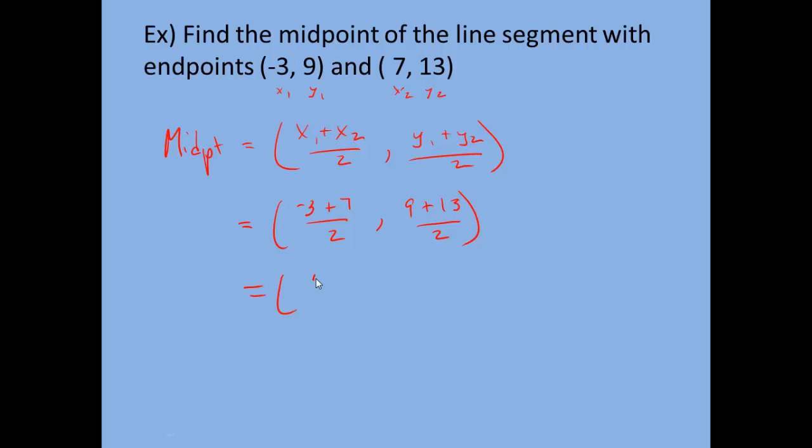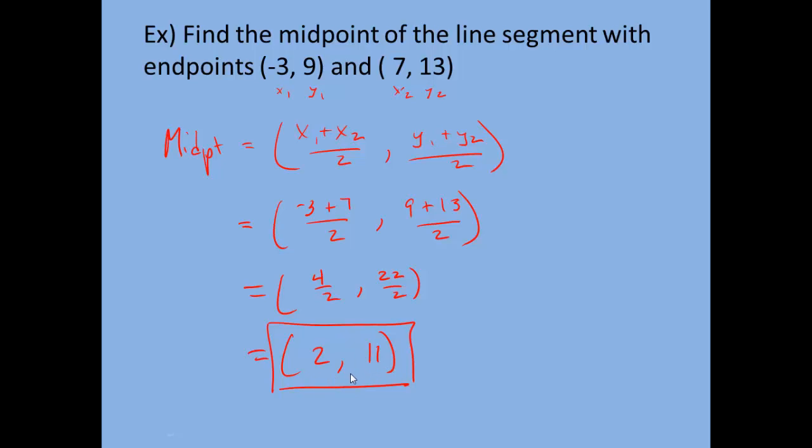-3 plus 7 gives us 4 over 2, comma, 9 plus 13 gives us 22 over 2. And then simplifying, 4 divided by 2 gives us 2, comma, 22 divided by 2 gives us 11. So this is an ordered pair. It's an x, comma, y value. It's a point on a graph.